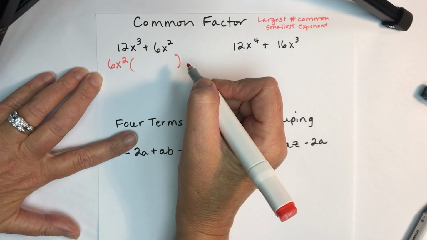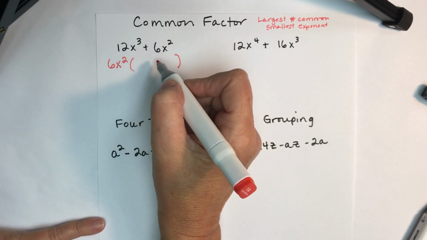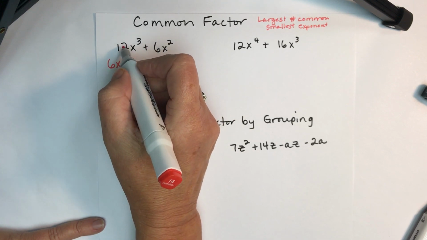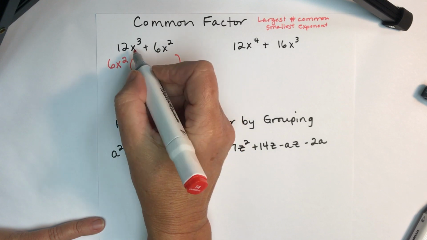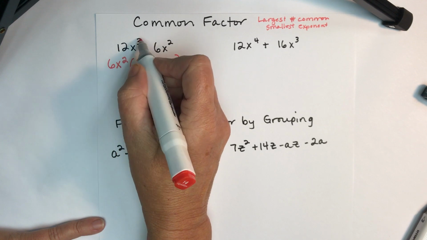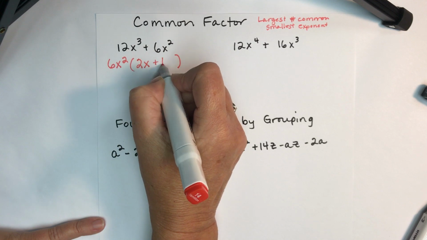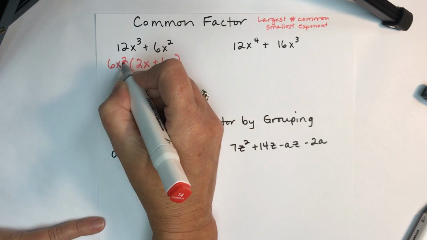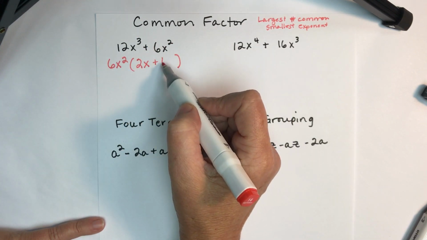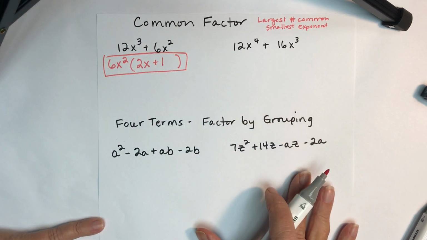And then we're going to draw our parentheses, and to find out what goes inside, we're going to divide. So we're going to start with our original and start dividing by our common factor. So we're going to say 12 divided by 6 is 2, and x3 divided by x2 is x1, because when you divide exponents, you really subtract them. Then you've got a plus. 6 divided by 6 is 1. And x squared divided by x squared, 2 minus 2 leaves 0 x's. Just remember, when everything cancels out, you have to hold that place with a 1. And so that's your answer for common factor.